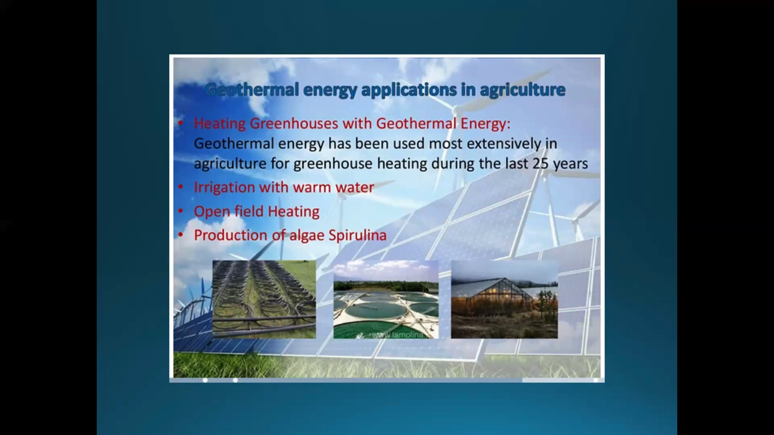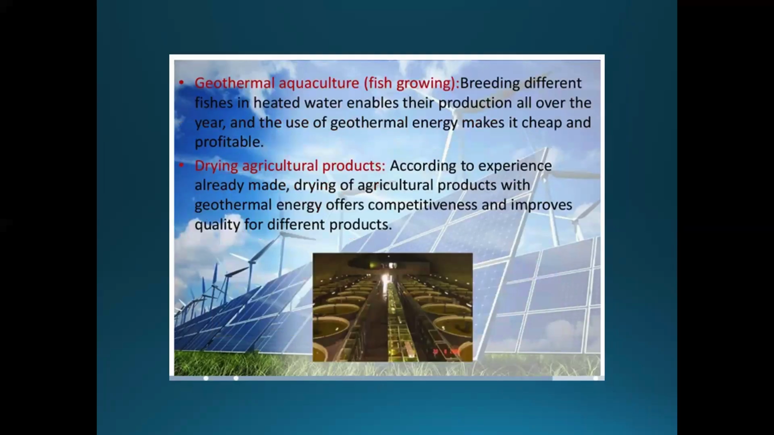So this algae spirulina has a lot of nutritional benefits and it has some antioxidant properties also. So it needs hot water for its production. So that heat can be obtained from the geothermal energy. And geothermal aquaculture also you can do. That means we can grow fish. Aquaculture is nothing but growing of fish. So breeding different fishes all over the year by using this geothermal energy.